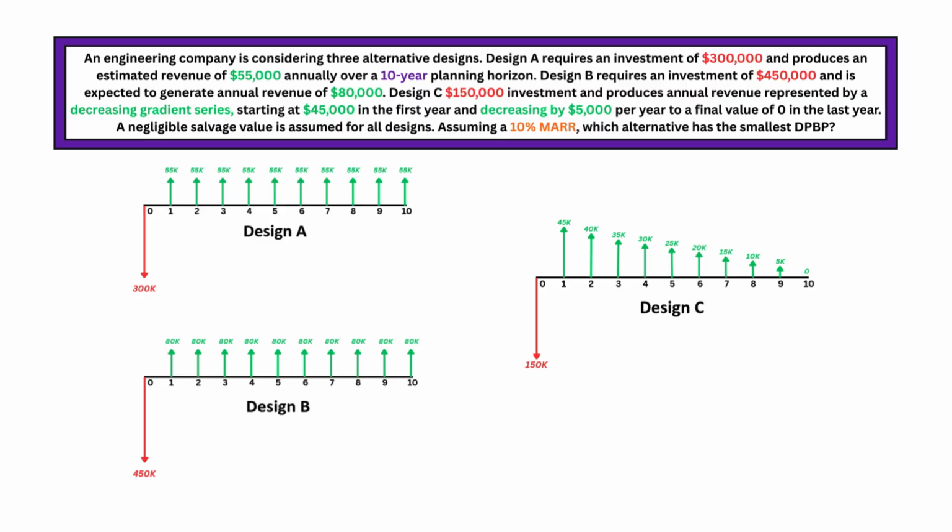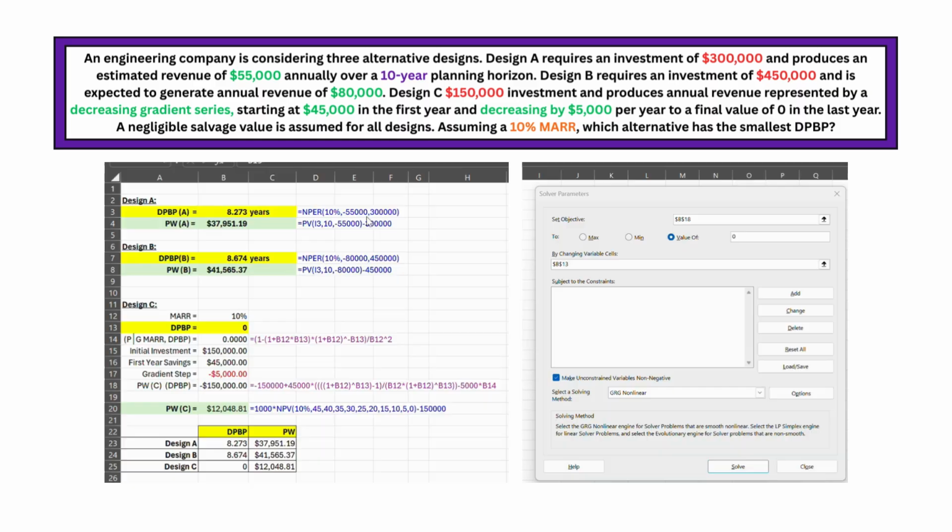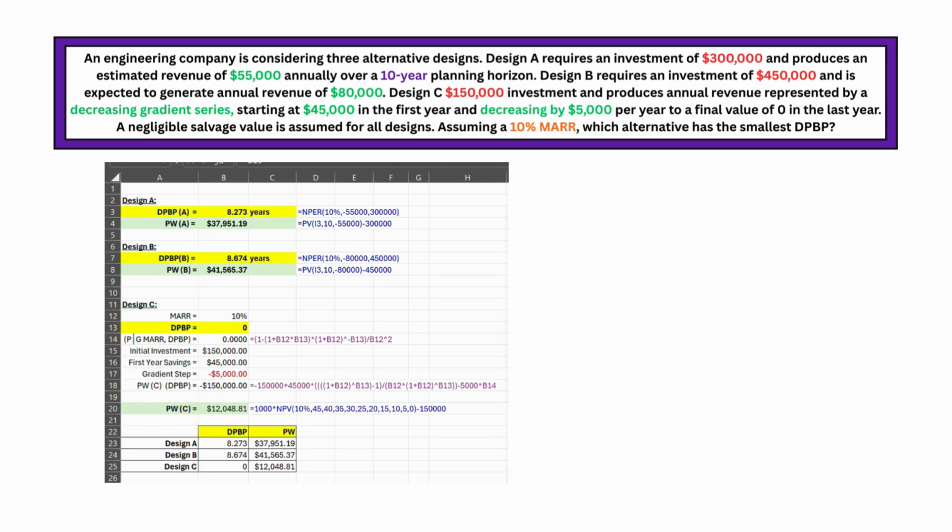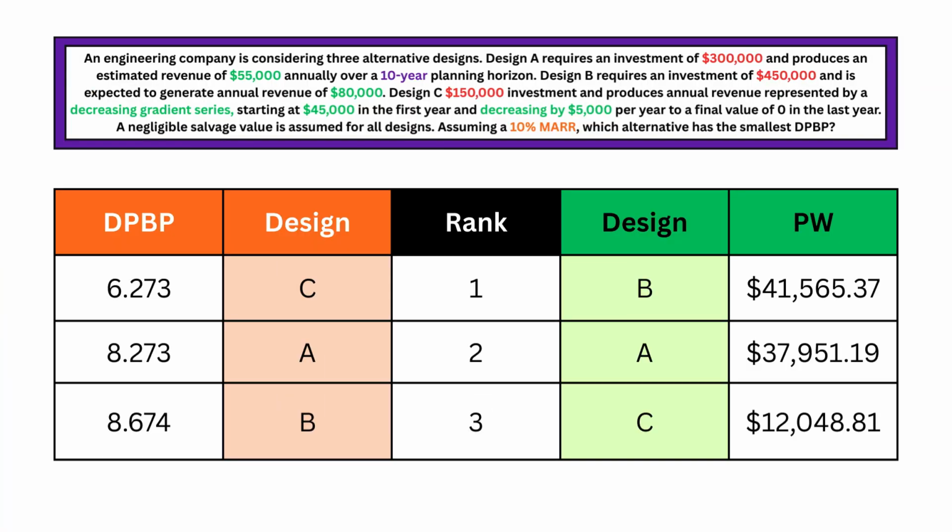A negligible salvage value is assumed for all designs. Assuming a MARR of 10%, which alternative has the smallest DPBP? Because designs A and B both have uniform annual values, we can use the Excel NPER function to find their DPBP. To deal with Design C's non-uniform cash flow, we use the Excel Solver function. Solver is set up to find the DPBP that makes the present worth equal to 0. Based on the discounted payback period, the rank-ordered preference for the alternatives is exactly the reverse order of their present worth values. This is critical to understand, as DPBP can lead to incorrect conclusions about which alternative maximizes economic worth.